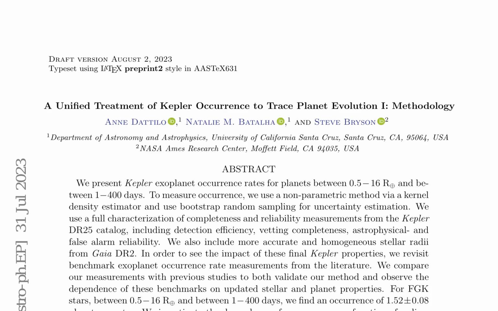Exoplanet occurrence rates are analyzed as a function of orbital periods and stellar types, focusing on the radius valley and occurrence cliff across F, G, and K stars.